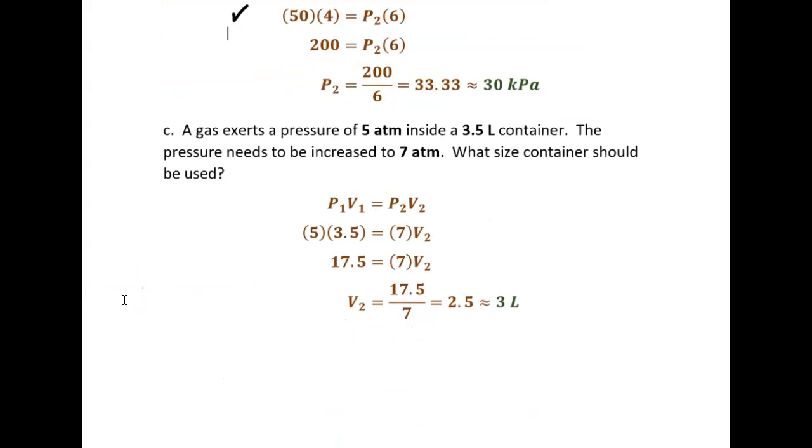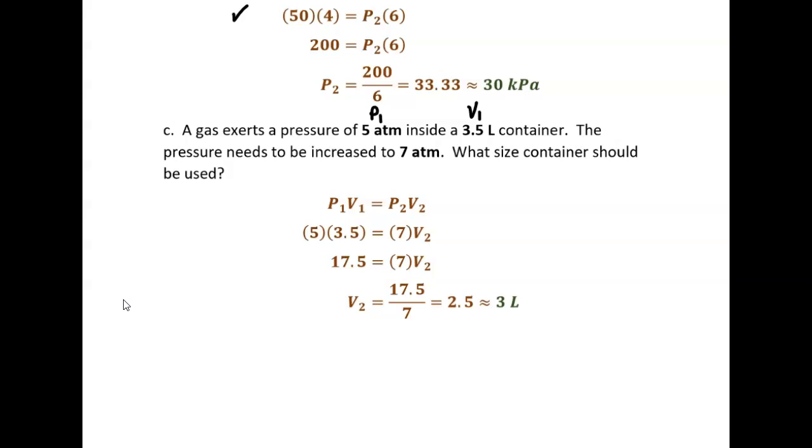Here is question C. So a very similar problem when we read it. A gas exerts a pressure of 5 atmospheres inside a 3.5 liter container. So the 5 atmospheres is the value of P1. The 3.5 liters, that's V1. So you got to recognize atmospheres is a pressure. You got to know liters is for volume.